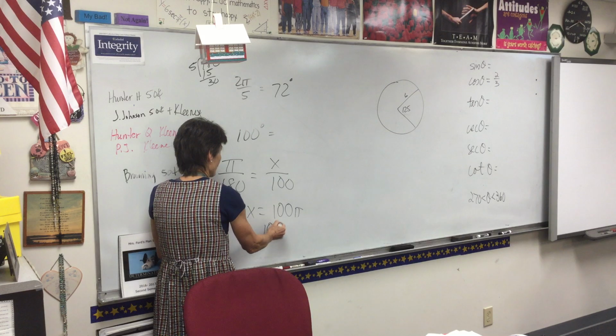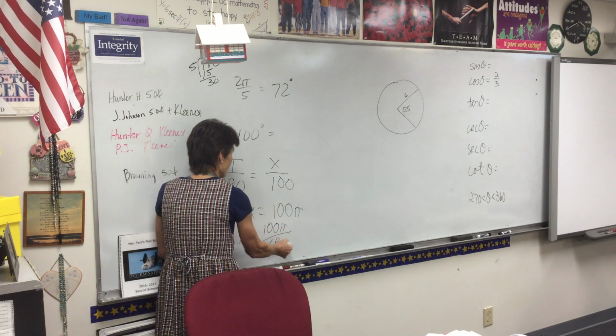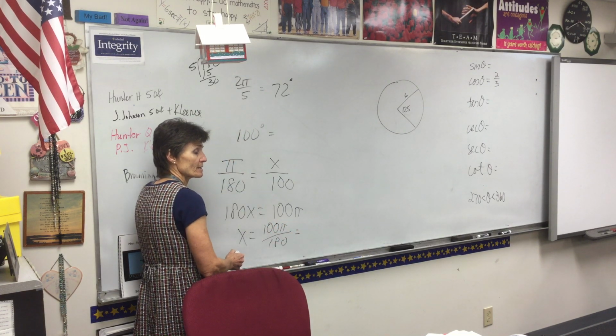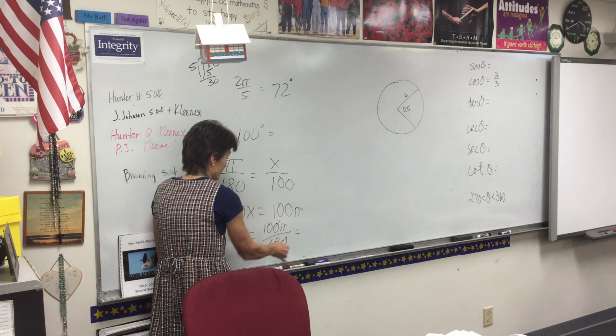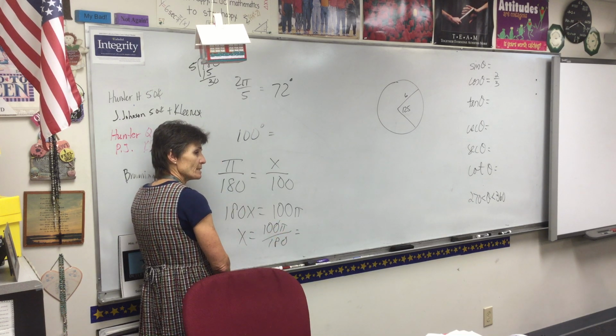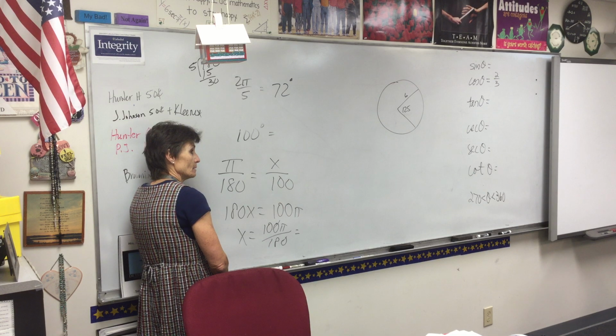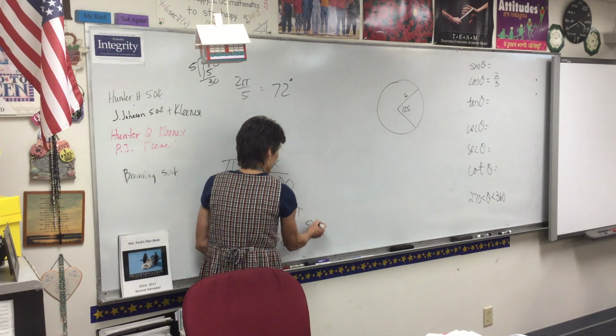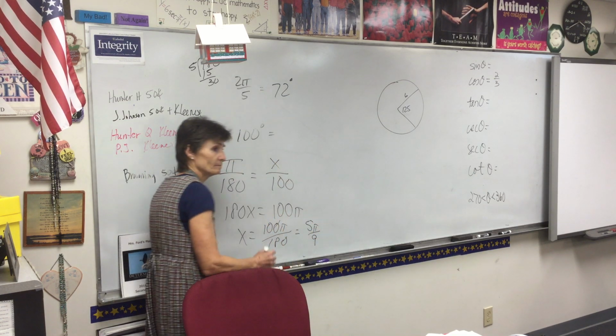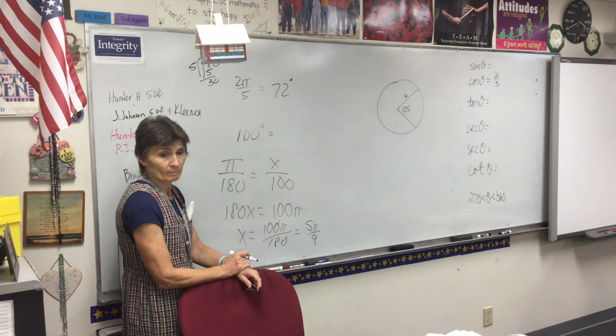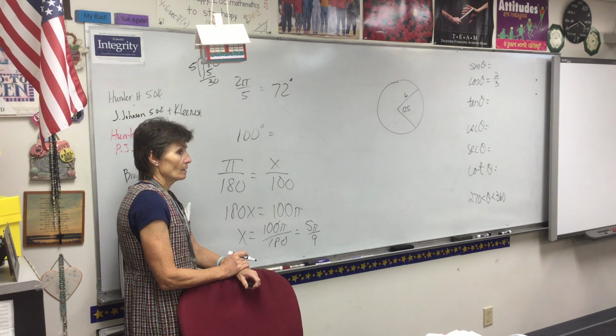X equals 100 pi over 180, and then please take the time to reduce that. Zeros cancel. 10 over 18 would be 5 pi over 9. Okay?